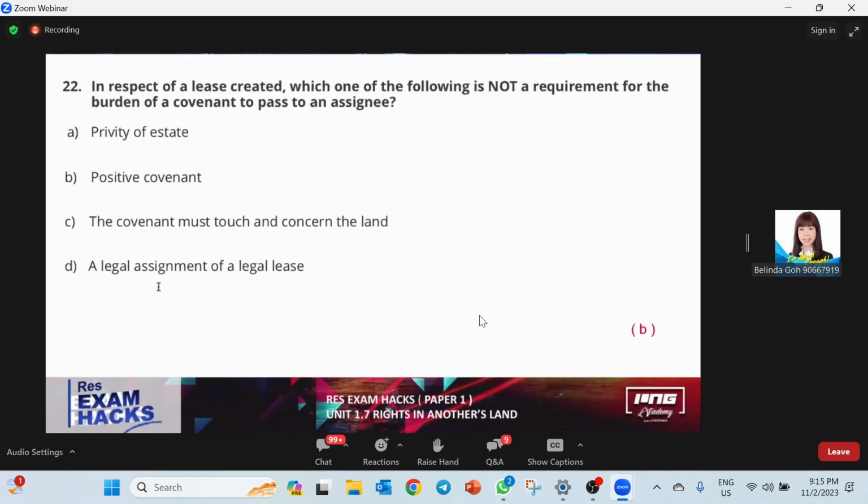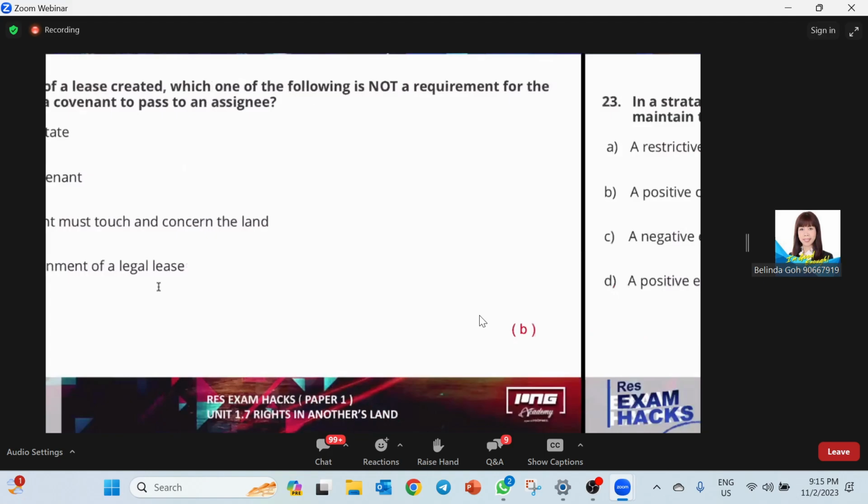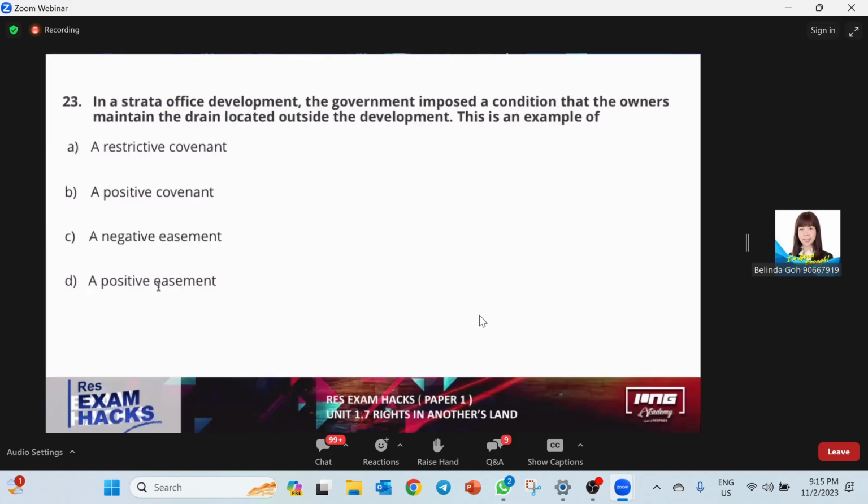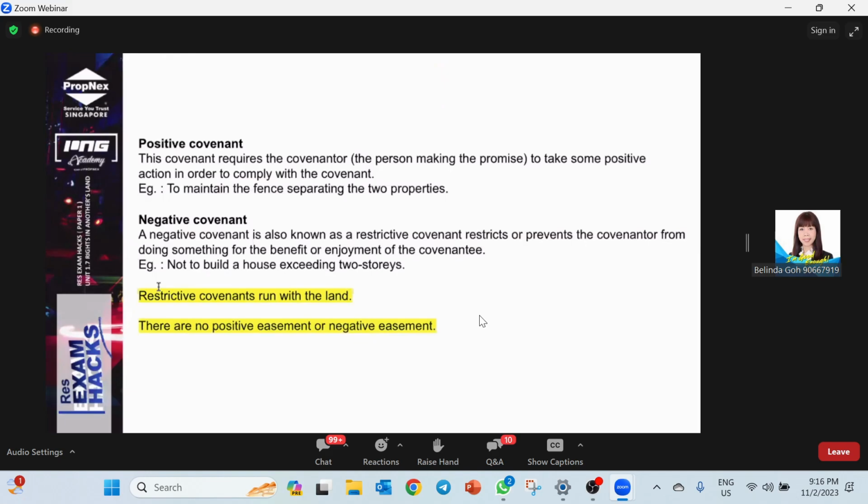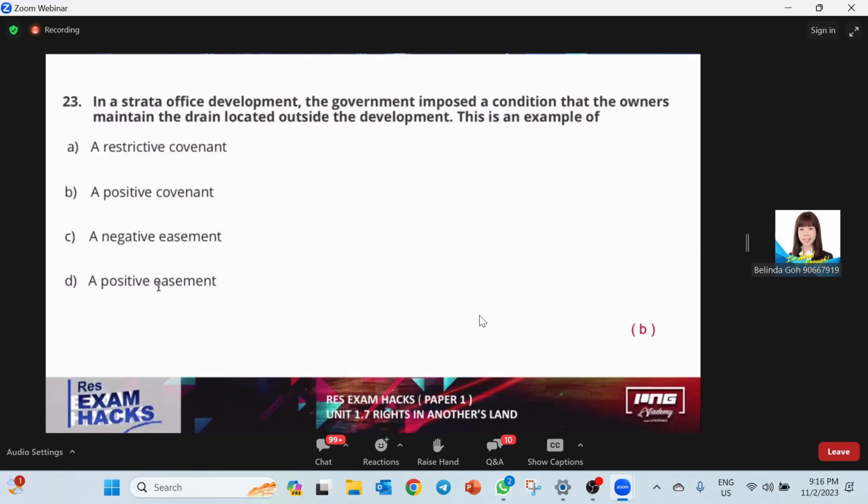All right. Now let's move on to question 23. In a strata office development, the government imposed a condition that the owners maintain the drain located outside the development. This is an example of... Which one? The definition is there for you. And yes, it's a positive covenant, B.